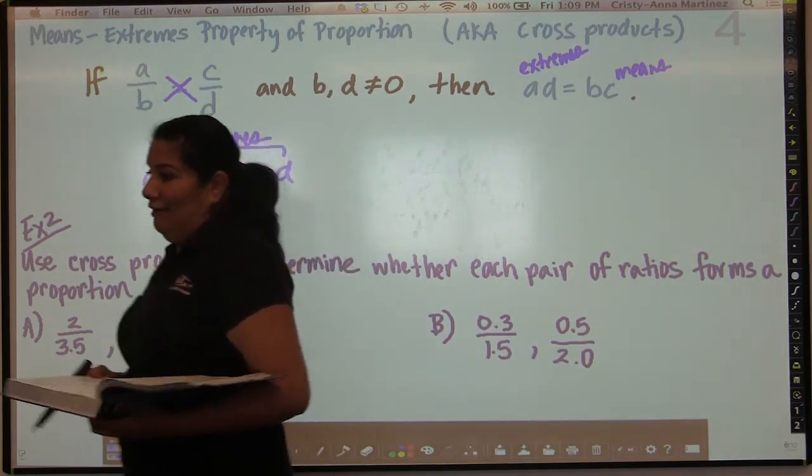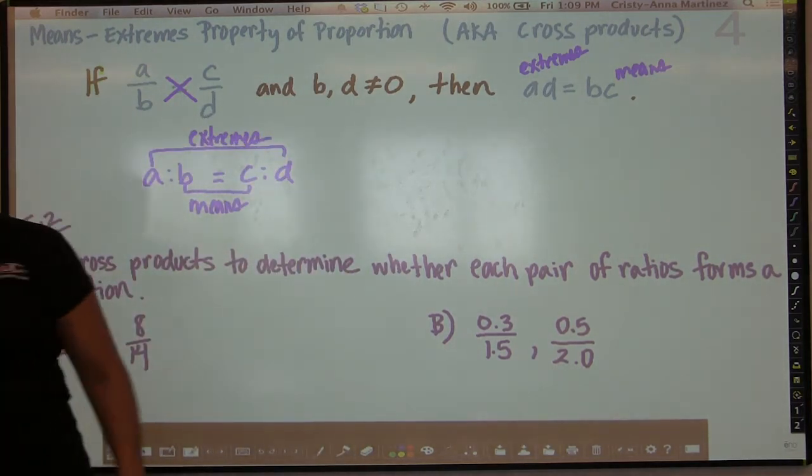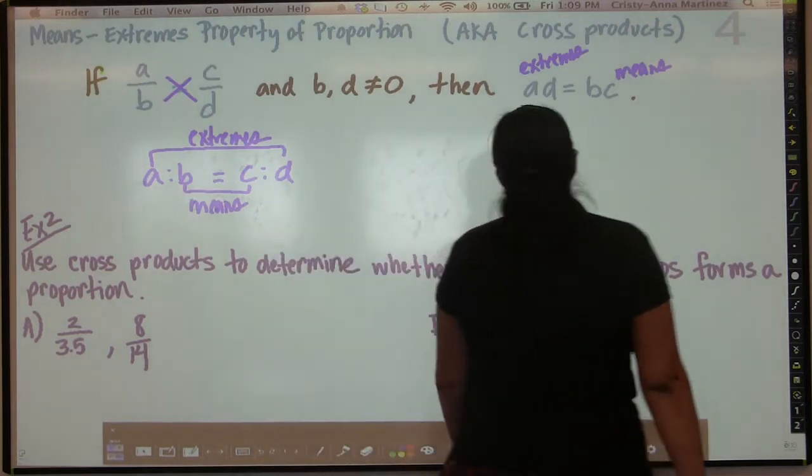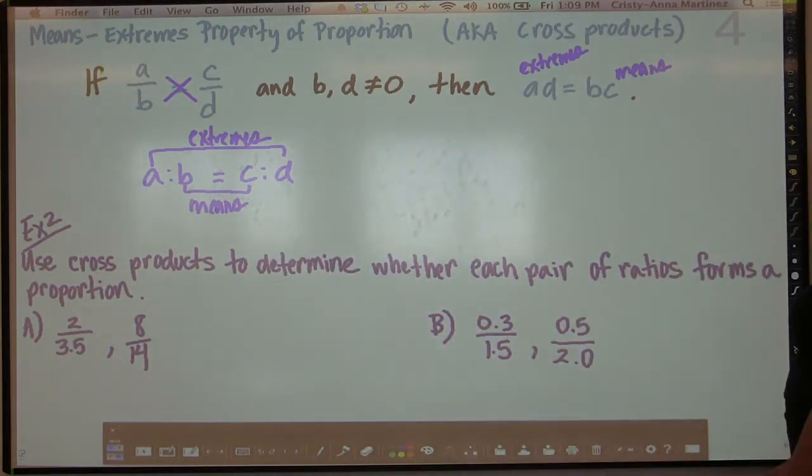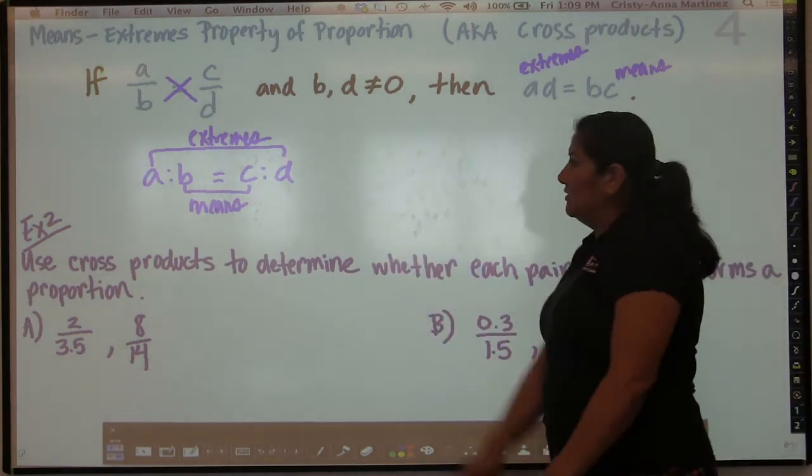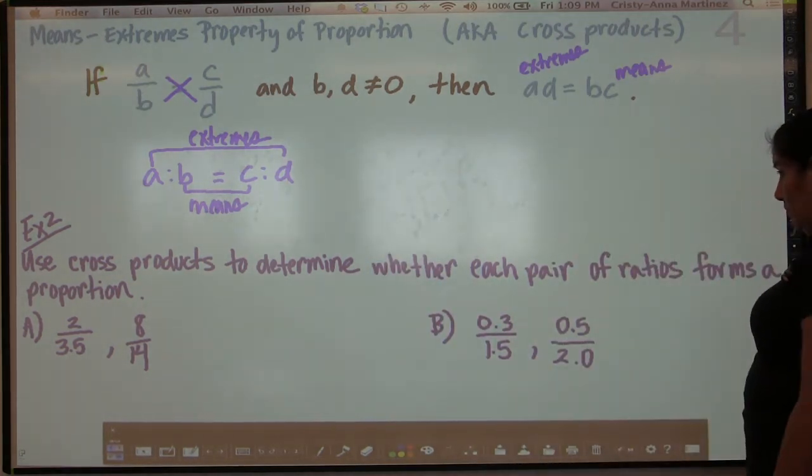Now it's not entirely important that you memorize what extremes and means are, but it is important that you understand how the cross product works. And of course, B and D can't equal 0, because if they did, we would have division by 0, and that would be a problem.